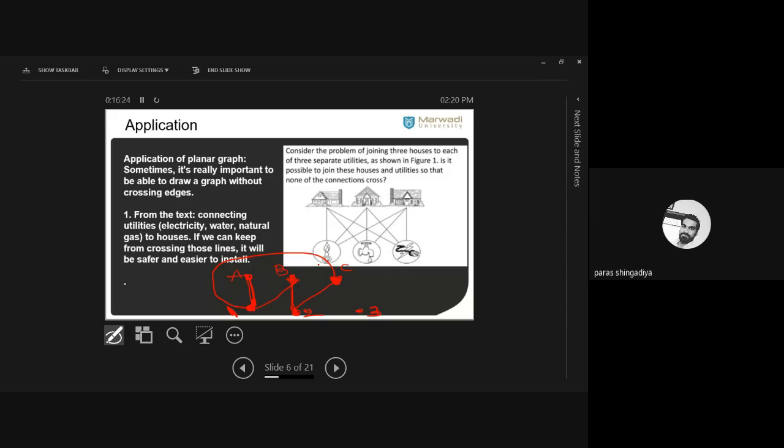Clear? So that is one application using the embedding concept. That is embedding. We are using the embedding right now. This is one graph here with 6 vertices. How many vertices are there? 6 vertices, 3 for the houses and 3 for the utilities. And these are the network between these 6 vertices. So is it possible to make this graph without crossing over an edge or not?